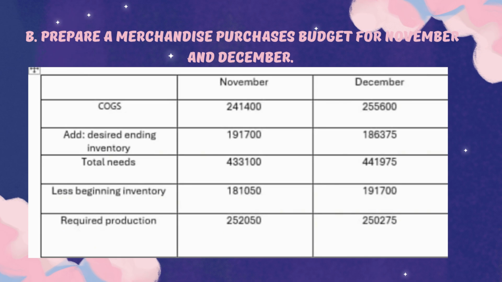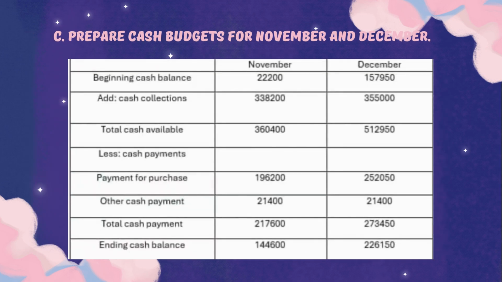After that, we have to less it with beginning inventory. The beginning inventory for November is 181,050. For December is 191,700. The required production for November is 252,050, and for December is 250,275. For question C, we have to prepare cash budget for November and December.